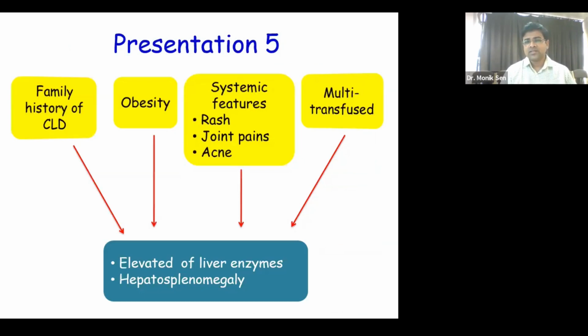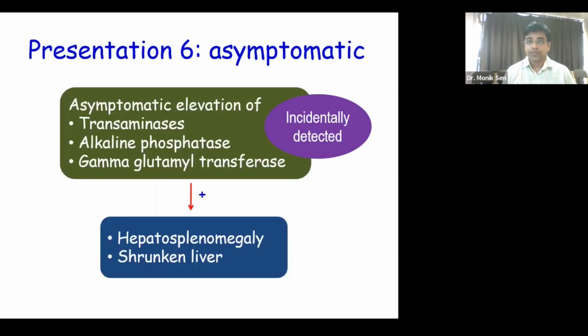The fifth presentation is if you have a conglomeration of various other features such as family history of chronic liver disease, obesity, systemic features like rash, joint pains, and acne, or a multi-transfused patient. If all this is present in a liver disease condition with elevated liver enzymes and hepatosplenomegaly, then your diagnosis of chronic liver disease or cirrhosis is quite likely.